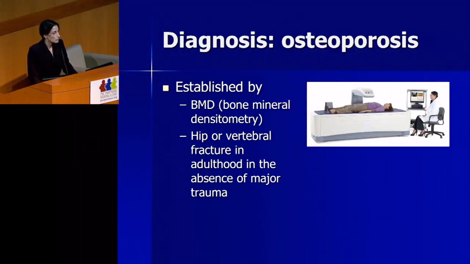So I mentioned how the diagnosis can sometimes be made is through a bone density test. This is a very simple test, takes maybe 15 minutes, that actually measures the calcium content of bone. Now remember, any history of hip or vertebral fracture, or any fracture really, from a standing height in adulthood, in and of itself establishes a diagnosis of osteoporosis and certainly should prompt measurement of bone density.